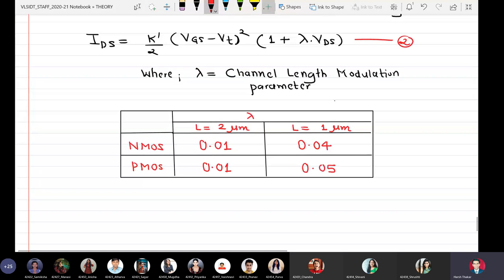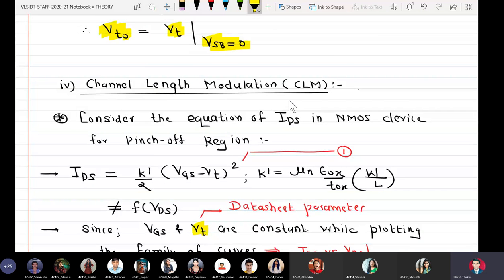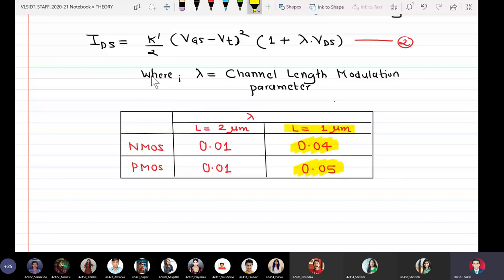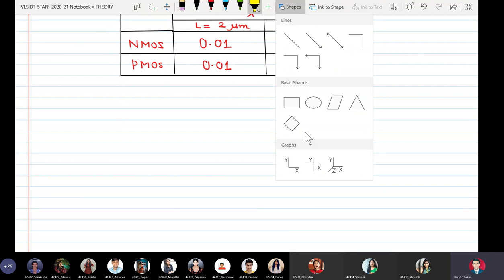So we see here clearly that as the target technology keeps improving and the device becomes smaller, the channel length modulation parameter has increased from 0.01 to 0.04 and from 0.01 to 0.05. What is the effect basically? Initially in equation number 1, IDS was not a function of VDS, now it has become a function of VDS. This is a change. So what is the effect? The effect is this.